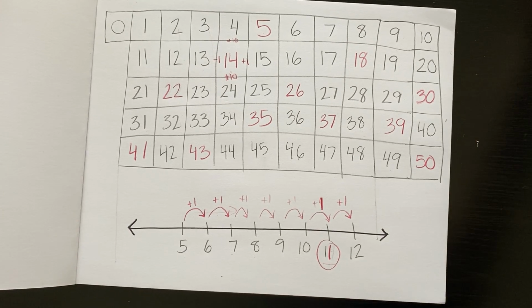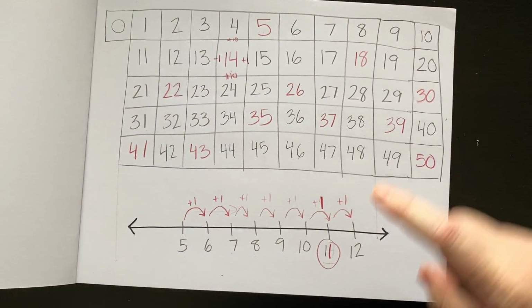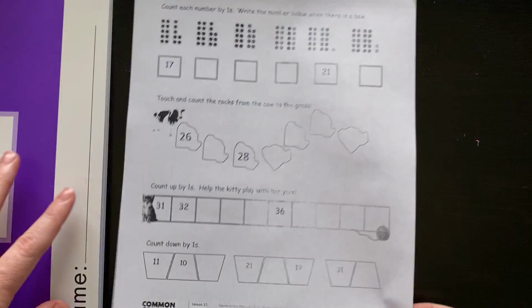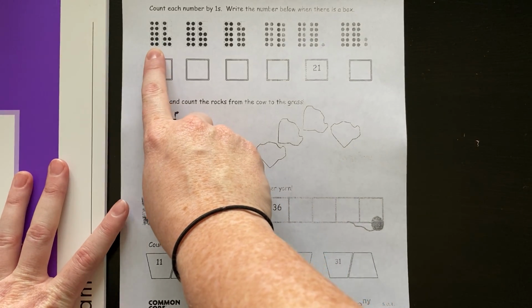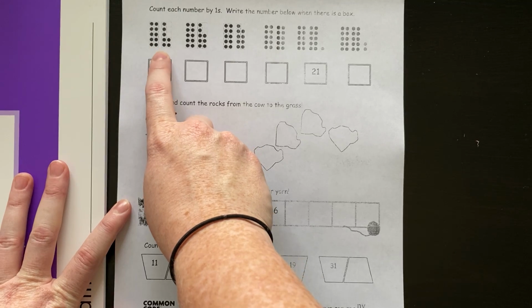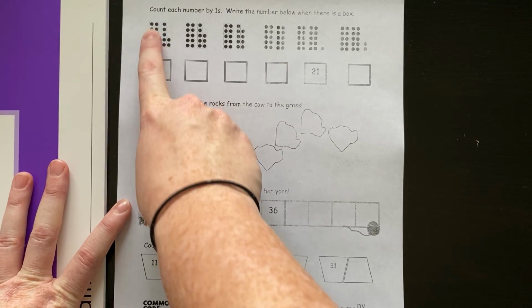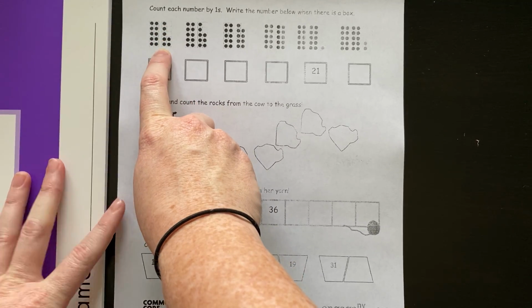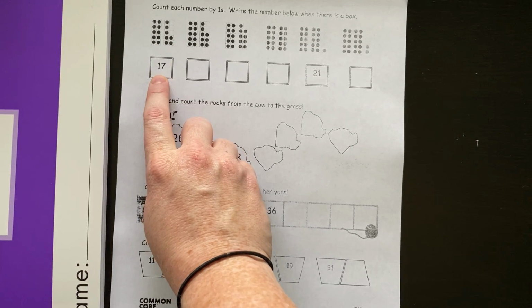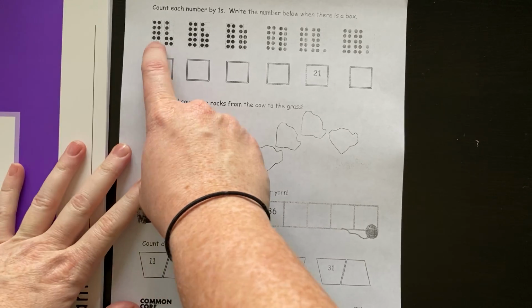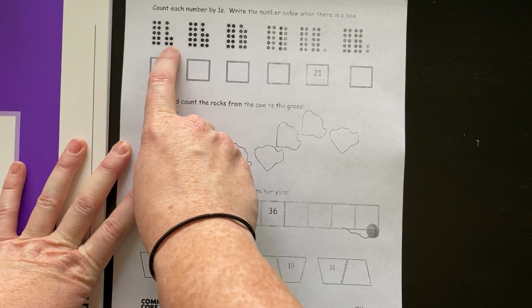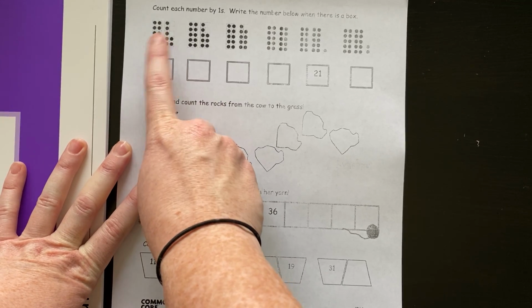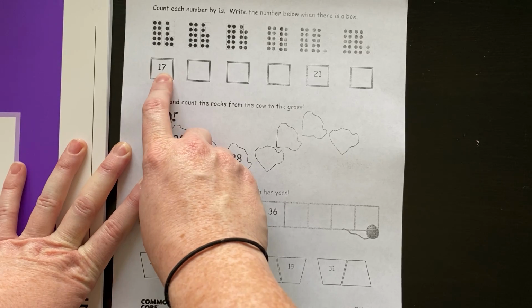Now I'm going to show you the pages that you're going to work on at home for this. Okay? So one of the pages you might see is this one. And you see these are 10 frames. And it tells you it has a certain number of dots, and you have to write how many dots by writing it in the box. So here I see a 10 frame, so that must be 10. And then I see 5, so that's 15, plus 2 more is 7. So 10, 7 is 17.